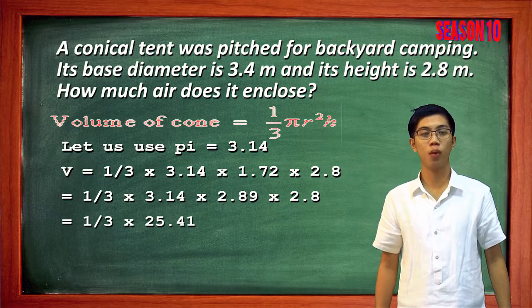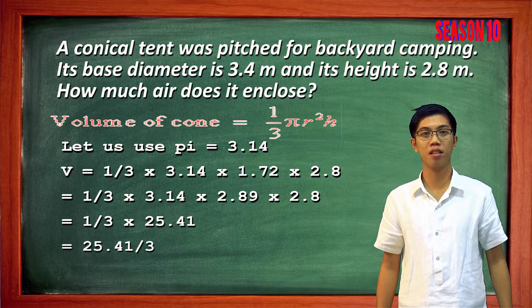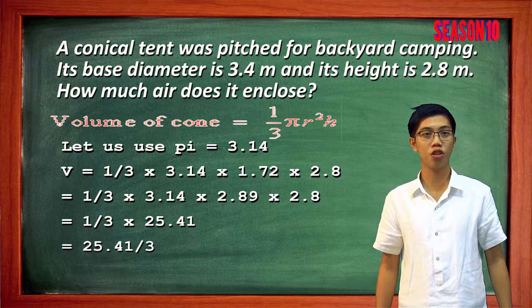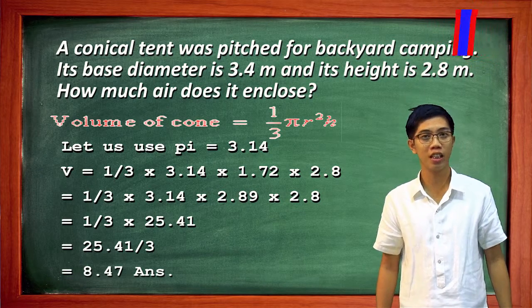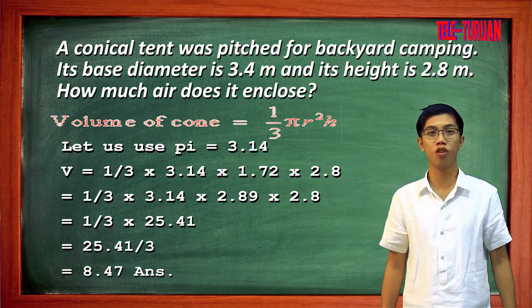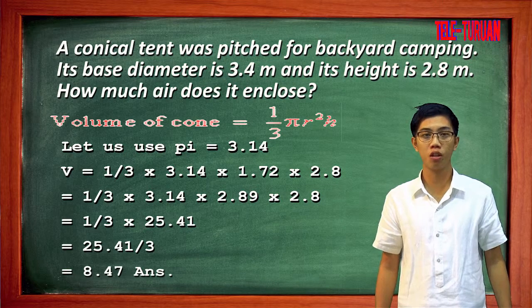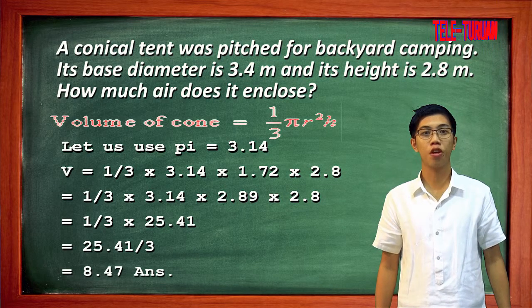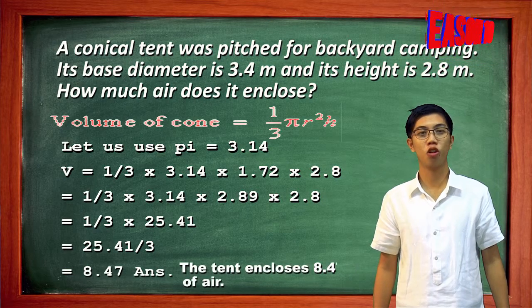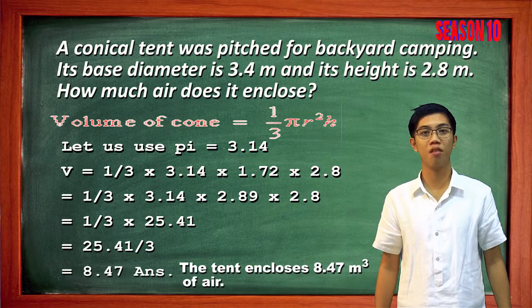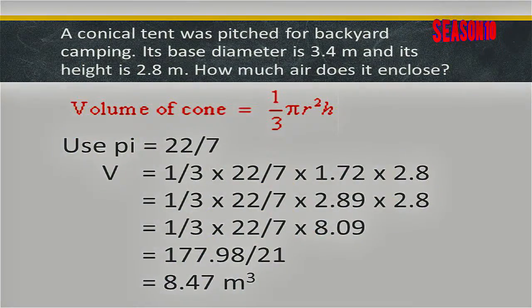There you have 25.4100 divided by 3. The answer, 8.4700. In addition, the unit of measurement for volume is presented in cubic units. Hence, the complete answer is the tent encloses 8.47 cubic meters of air. You may also use this method.